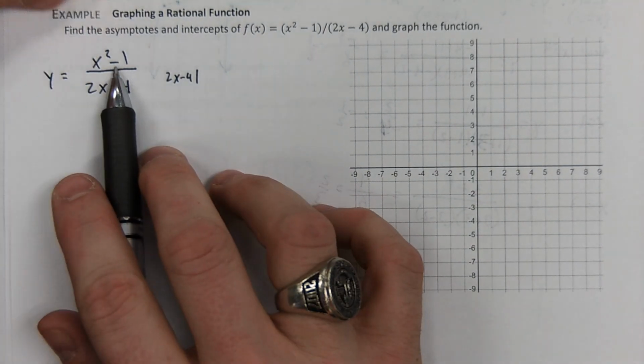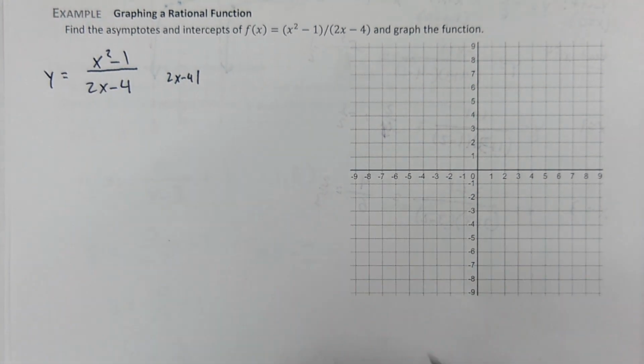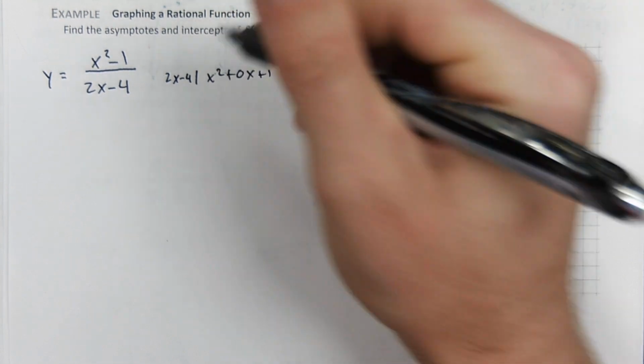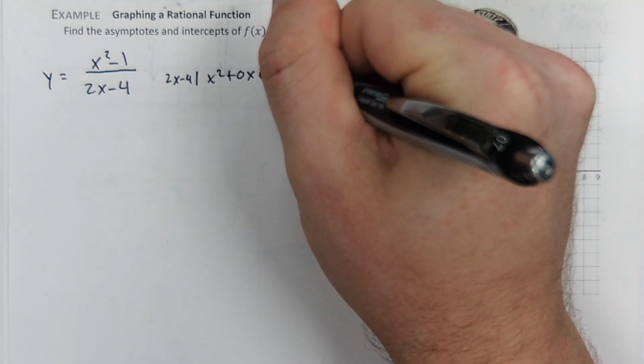Okay, watch out. This has a missing term. It's missing its x term. So you got to call it x squared plus 0x plus 1. Oh, crap. Minus 1. Sorry. Minus 1, not plus 1.